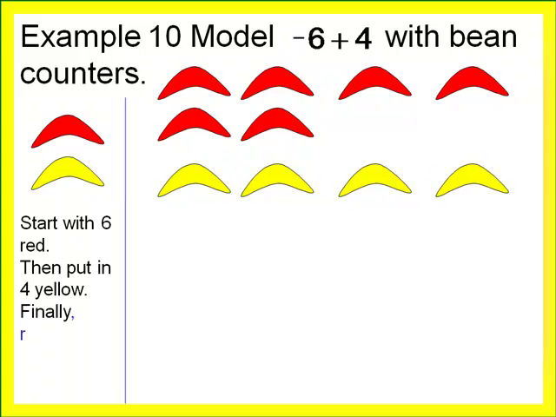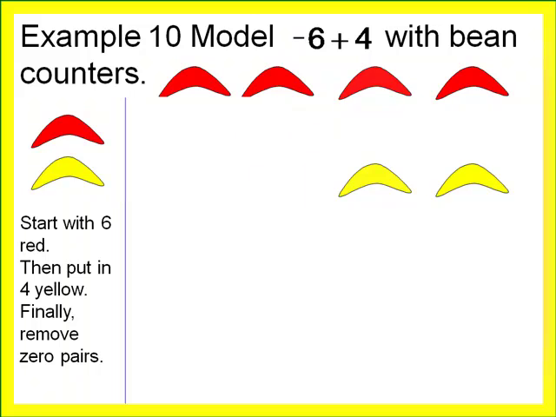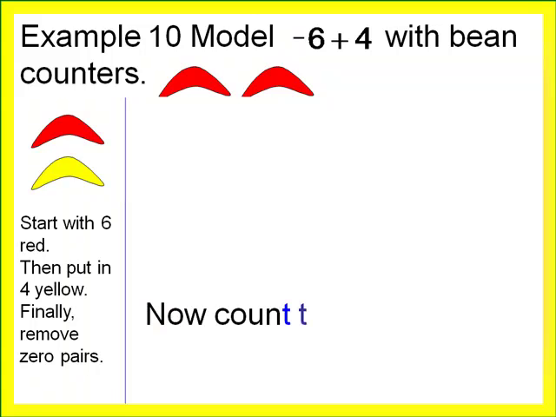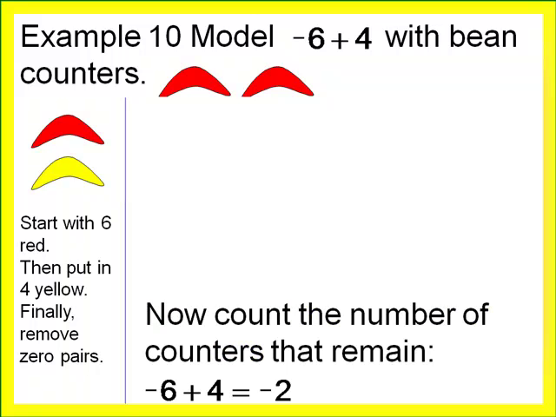Let's remove 0 pairs from our workspace. And now whatever remains in the workspace is the answer to negative 6 plus 4. So negative 6 plus 4 is negative 2.